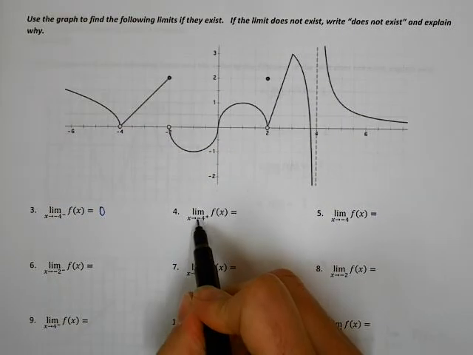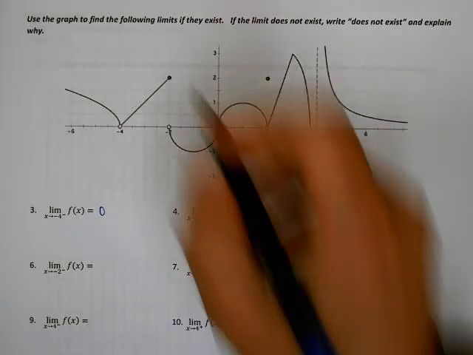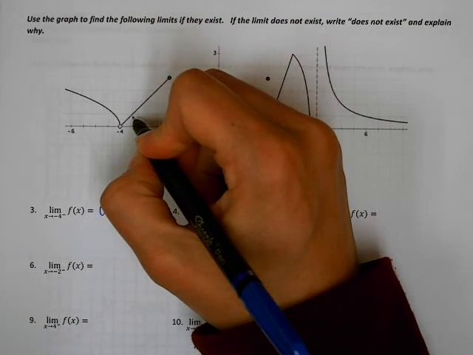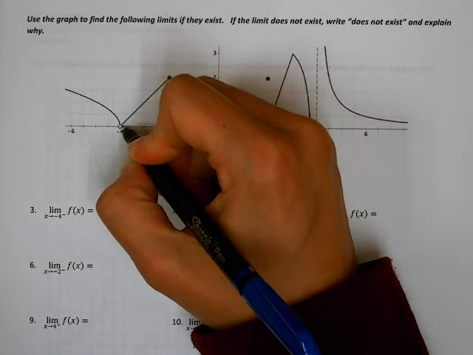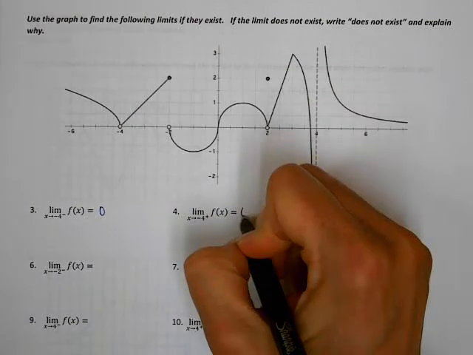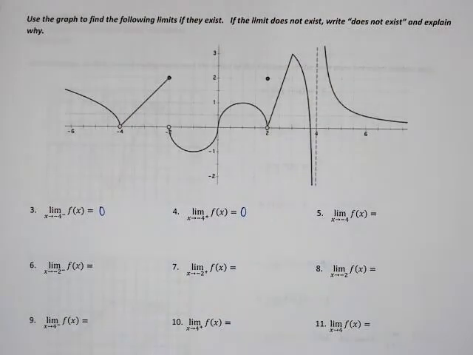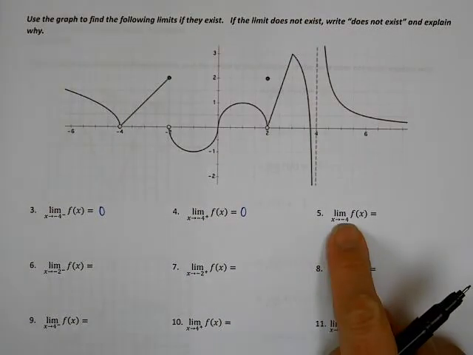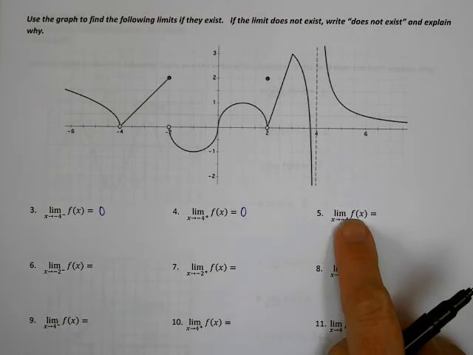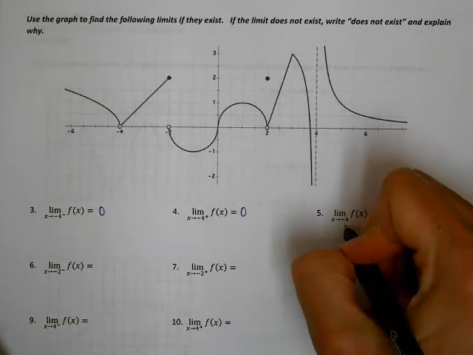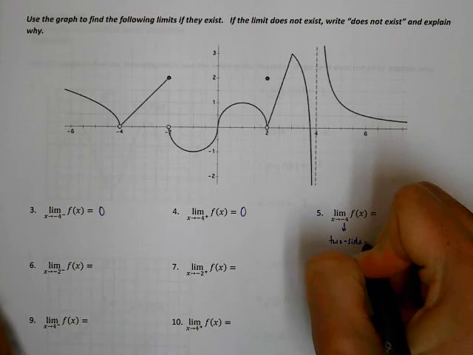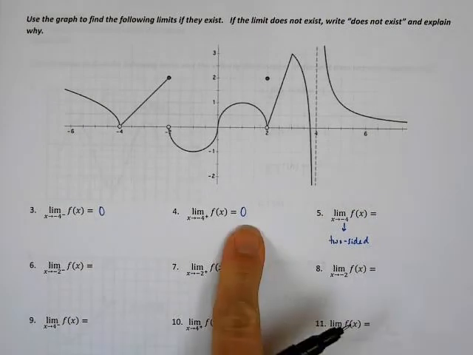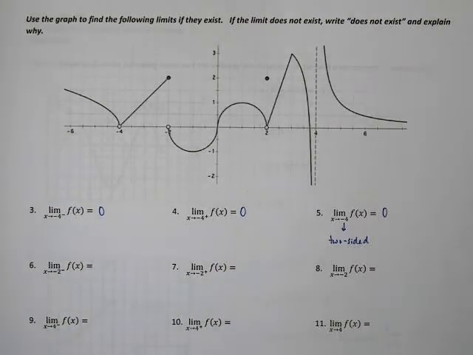Now I have the limit as x approaches -4 from the right. So again, I'm coming from the right-hand side of -4, and as I get closer and closer, I'm also getting closer to a y value of 0. So now when I look at number 5, you can see I don't have that little plus or minus, so that means what I'm looking for is the two-sided limit. And since my left and my right agreed, that means I had a two-sided limit of 0.